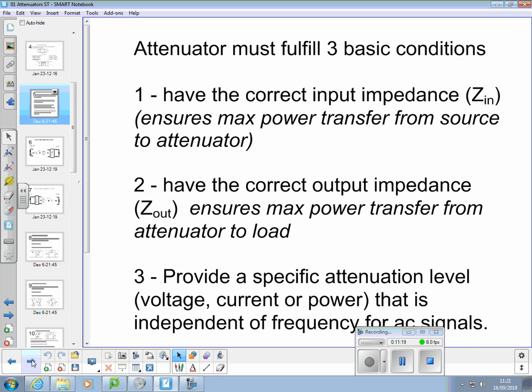So for instance, this could be an attenuator where you've got a sensor that gives you a 0 to 10 volt signal for pressure inputs of 0 to 100 bar, for instance, and you've got an instrument you want to connect that to that requires a 0 to 5 volt input. So you put an attenuator between the two to attenuate that signal, lower the level. All right.